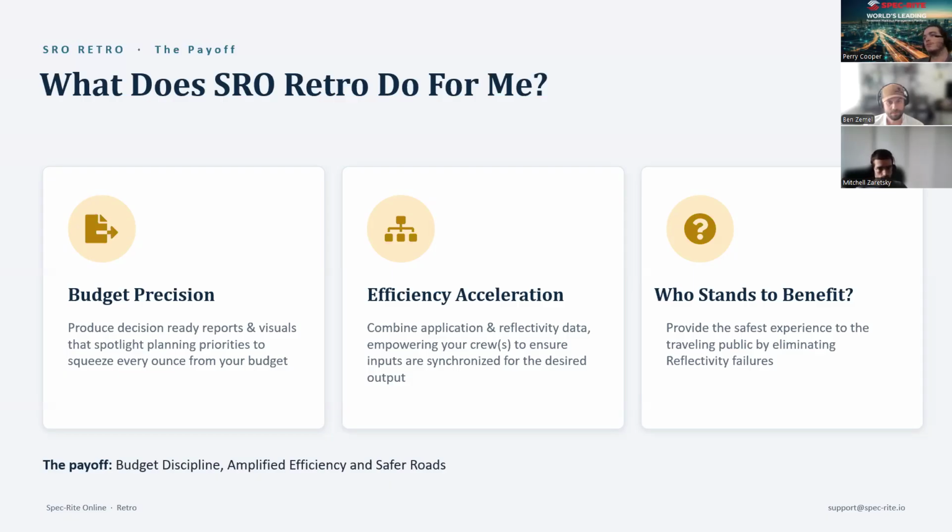Talking about efficiency, we'll be looking at the combination of application and reflectivity data to make sure that your crews are putting in the inputs that are ultimately going to get you the desired output you're trying to achieve. And then the knock-on effect that will have on the traveling public, making sure that they get the best traveling experience they could possibly have. So without further ado, we'll go ahead and jump into SRO to take a look at these specific areas.